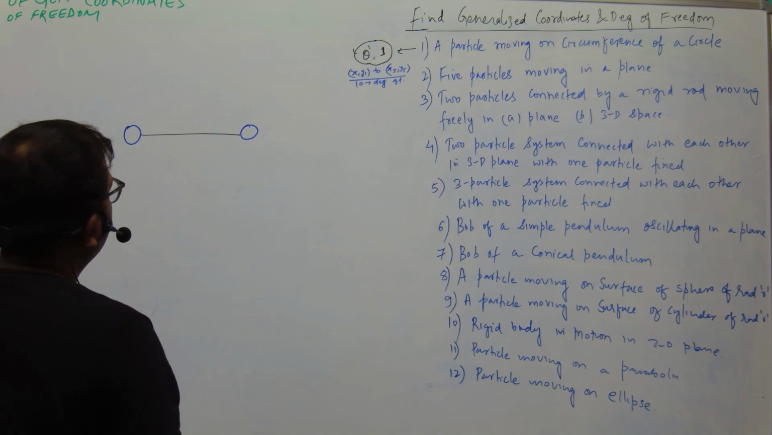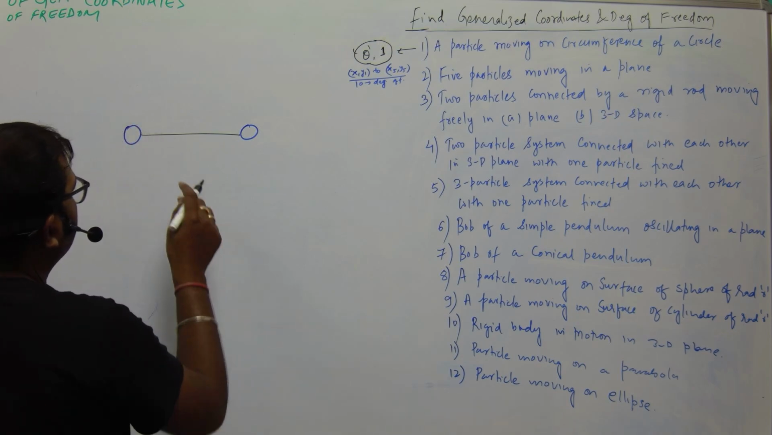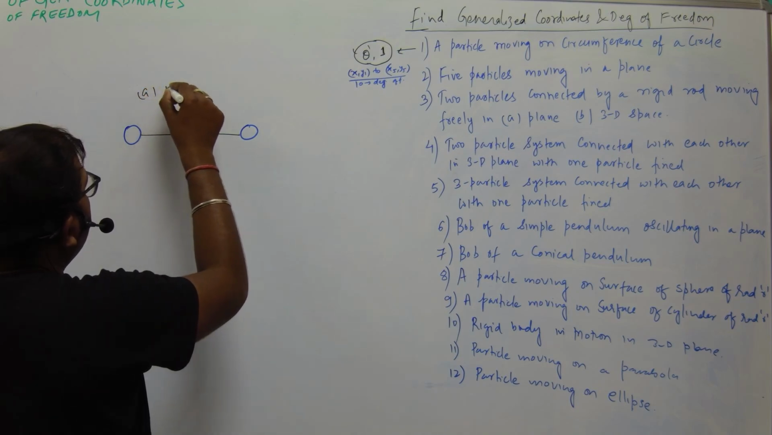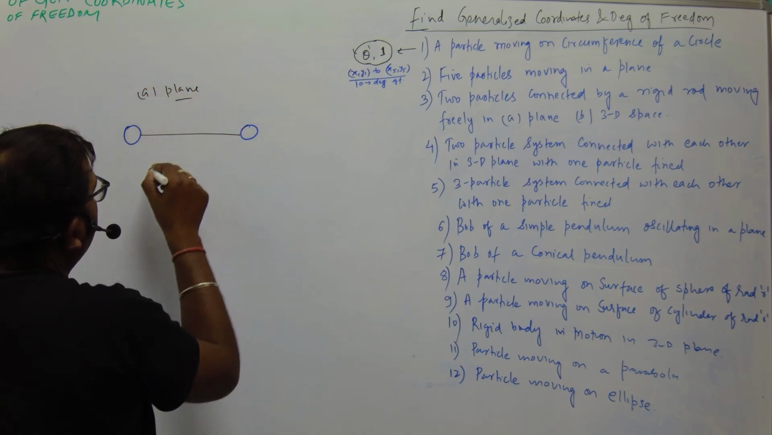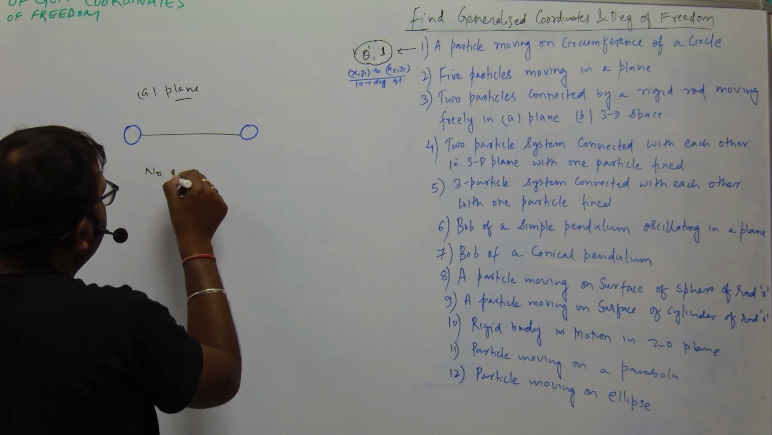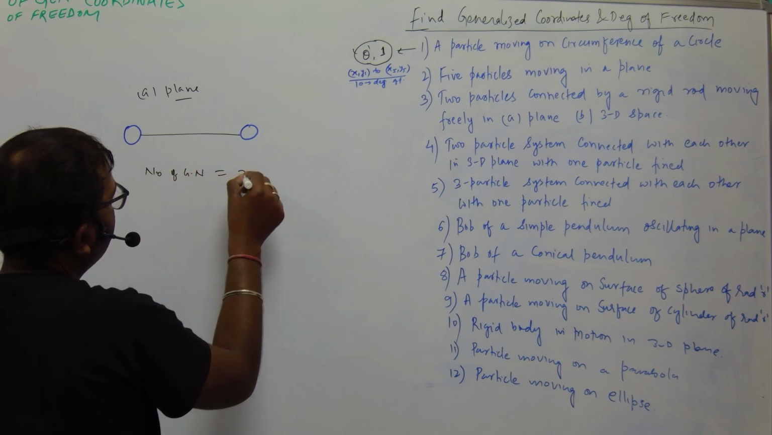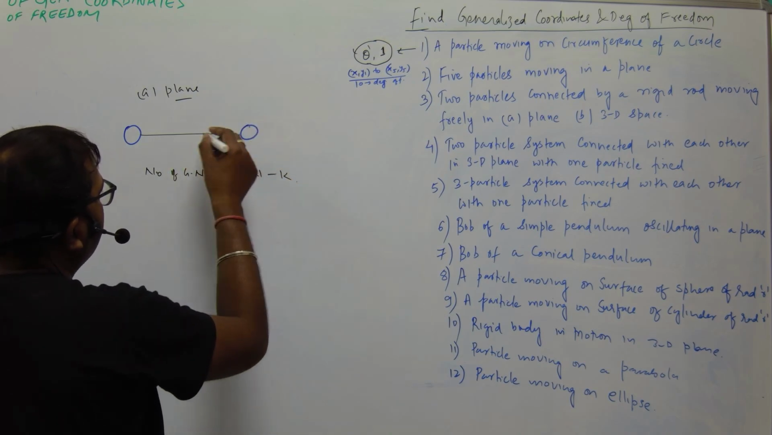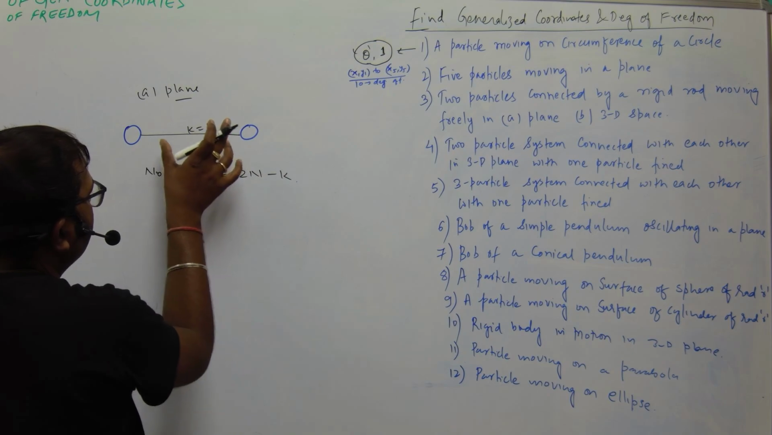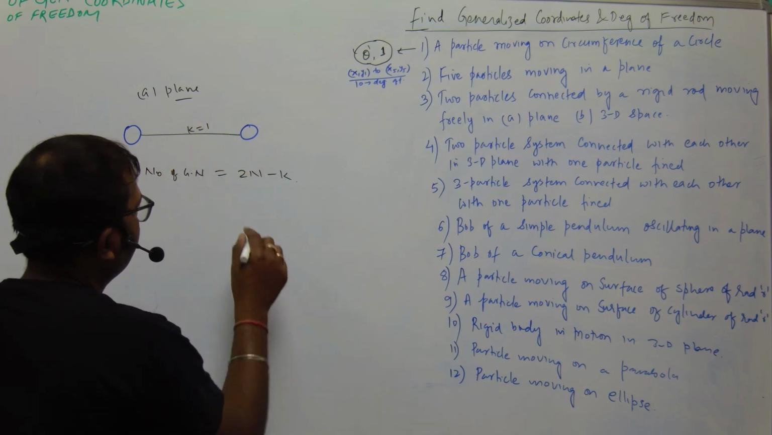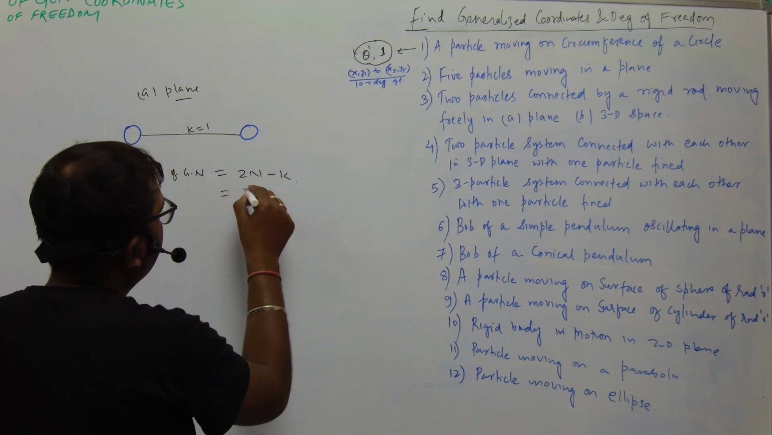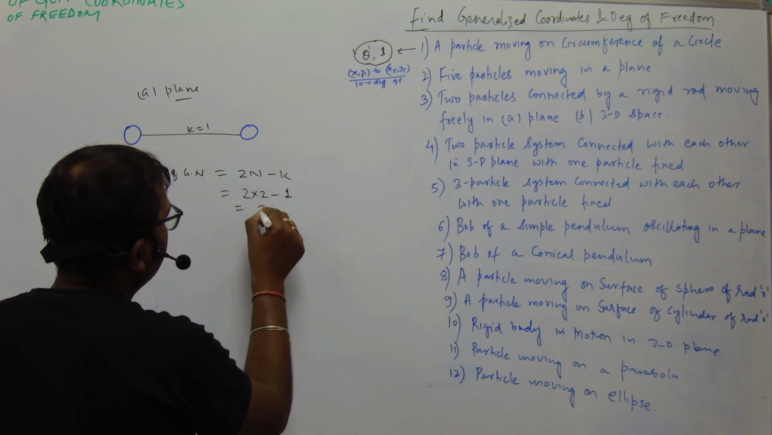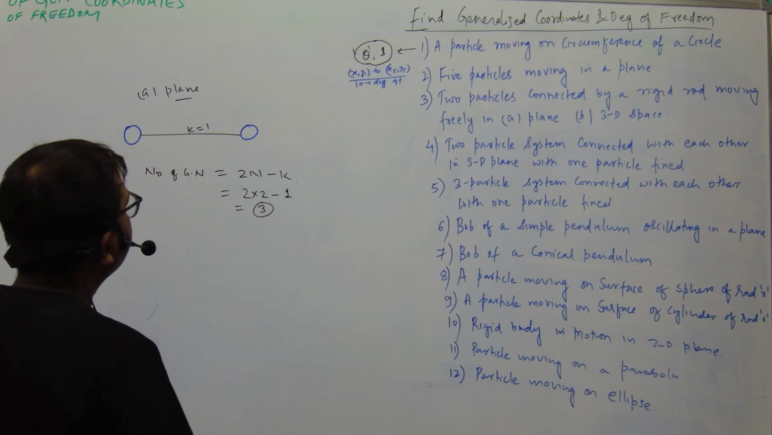Okay, so this is the case of a plane. So in the first case we have to find it in a plane. So the number of generalized coordinates in 2D plane is 2n minus k. Okay, and the constraint here is 1, k is equal to 1 because the distance between these particles is fixed. So the number of particles is 2, so 2 into 2 minus k, where k is equal to 1 here. So this is 3.